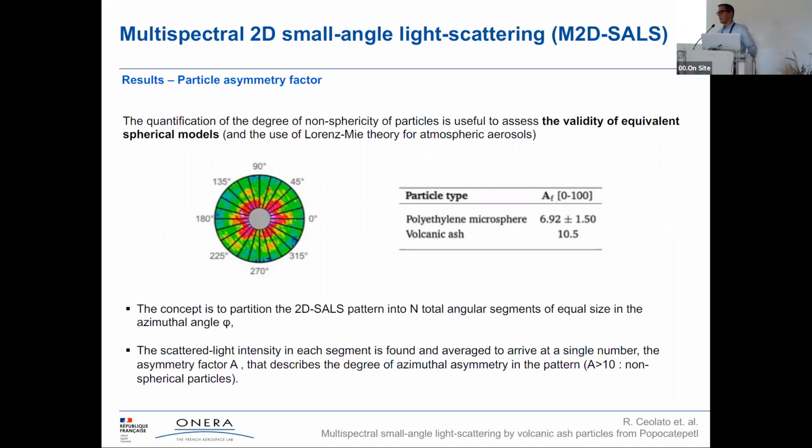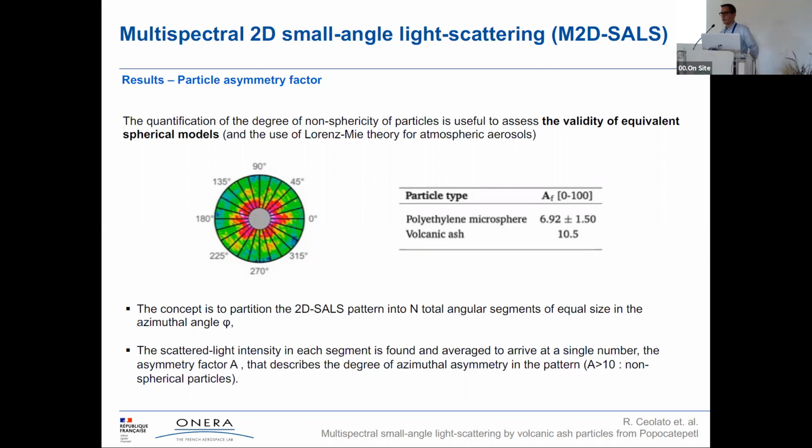For instance, for some types of pollens, it is reasonable to use a spherical model, but for volcanic ashes, as we've seen from the microscopy and also from the scattering patterns, they are very non-spherical particles producing a scattering pattern that is very different from the one predicted by Mie theory. So one can be concerned about the use of the Lorentz-Mie theory for assessing the radiative properties of volcanic ashes.